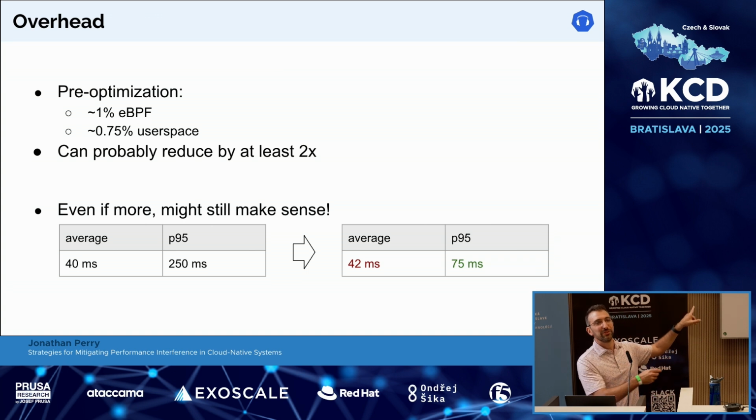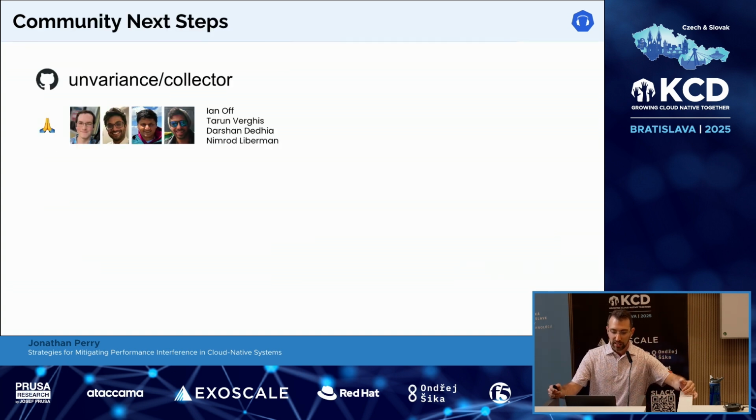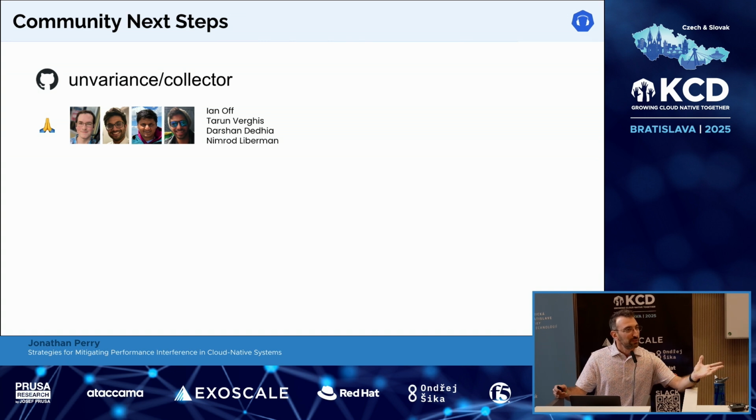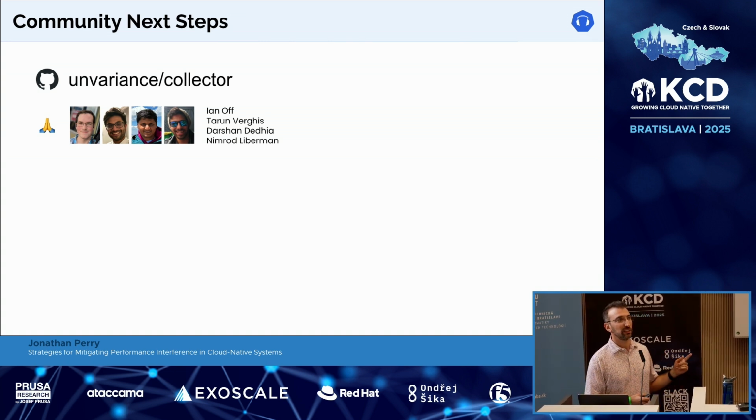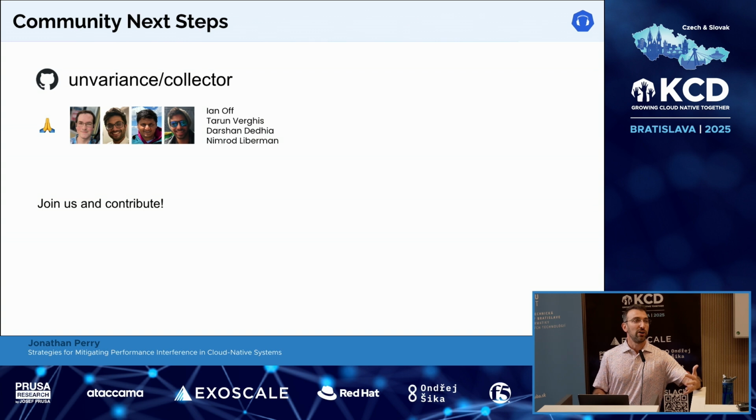With that said, I think we can do a lot better than the 1.75% today. The project is open source with an Apache 2 license. It's available on GitHub under the unvariance repo, unvariance collector. I want to thank our existing contributors, and I want to invite you to join us and contribute. There's a lot going on, and we would love help and input from the community and contributions.